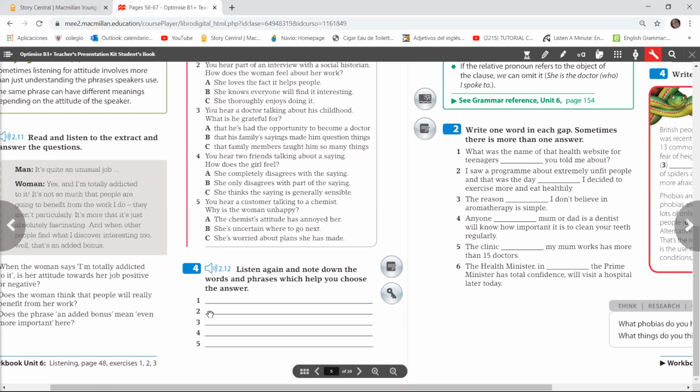Alguien que haya escuchado la frase de la número 4. The number 4. You hear your friends talking about saying, how does the girl feel? ¿Cómo se sentía la chica? Do you know? ¿Cuál fue la frase que detonó la respuesta de la número 4? Someone? I hate that. I hate that.